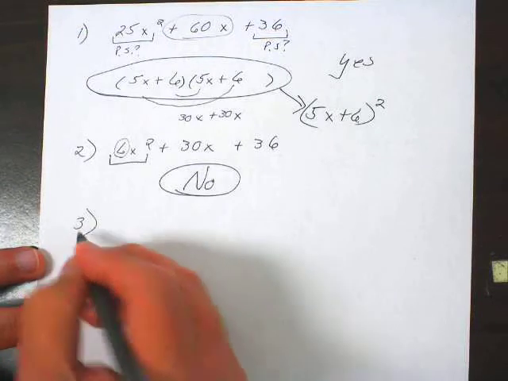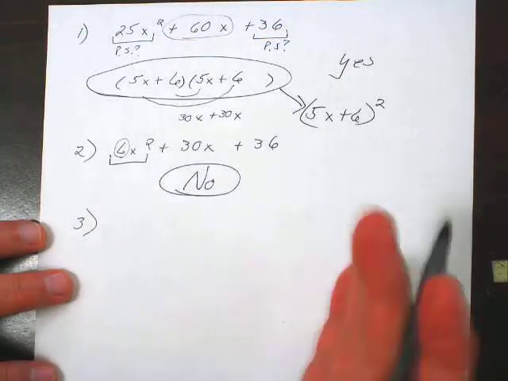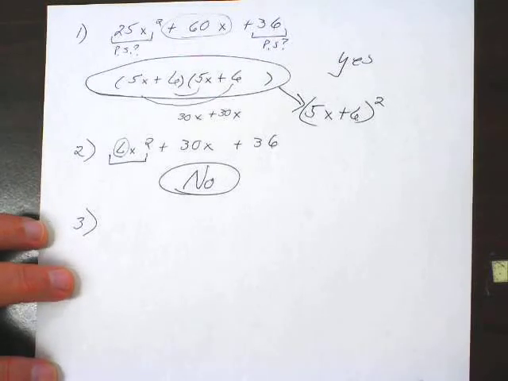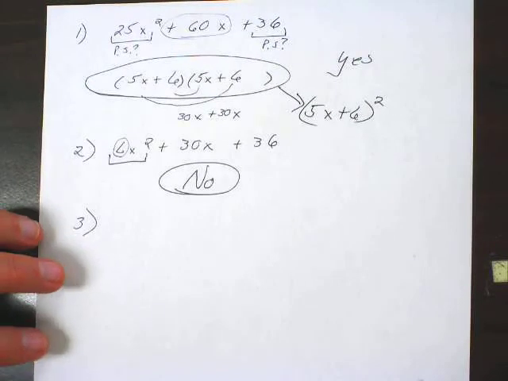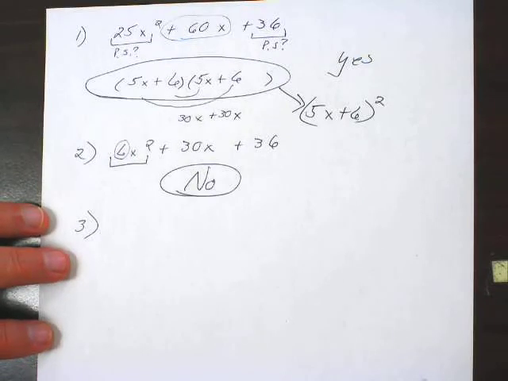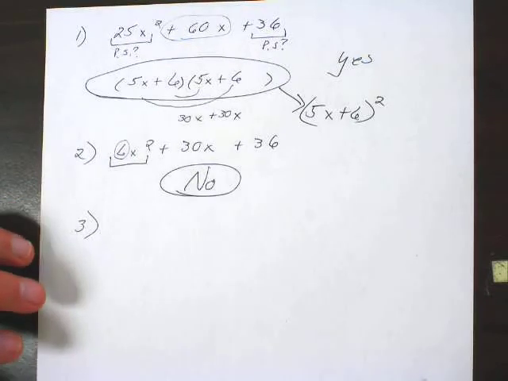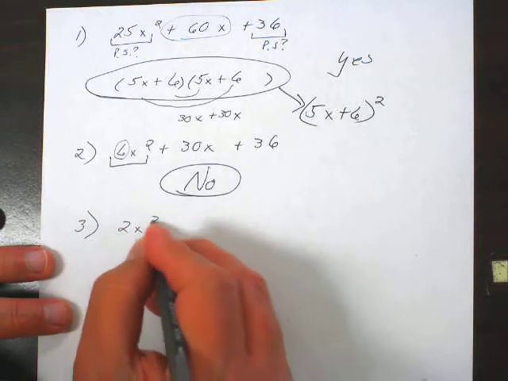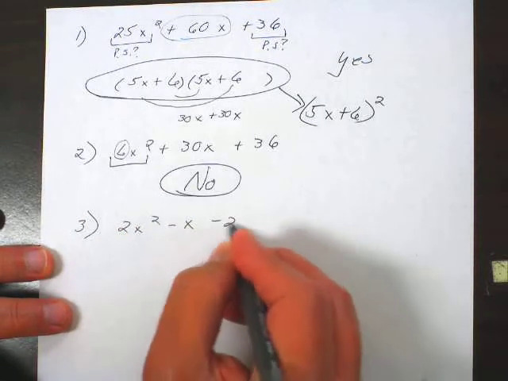Number 3, it says factor each polynomial if it's possible. If it's not possible, then just write prime. So cannot be factored, non-factorable, prime, all that means the same thing. So number 3, we've got 2x squared minus x minus 28.